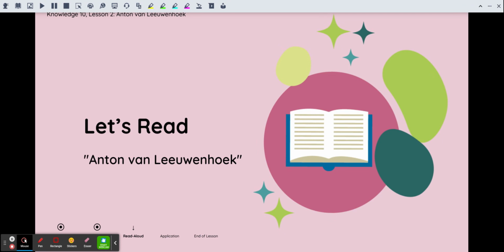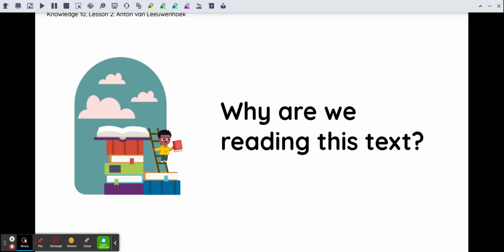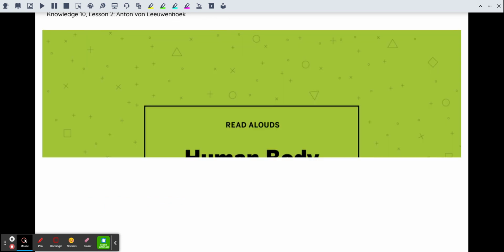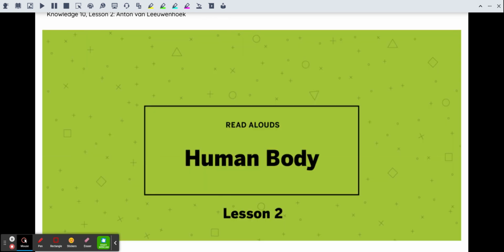Let's learn more about Anton van Leeuwenhoek. So, why are we reading this text? You're going to listen carefully to find out what Anton van Leeuwenhoek discovered that makes him a hero to people like Nick Nutri. On the next slide, you will go to the read aloud about the human body, which is our lesson 2.